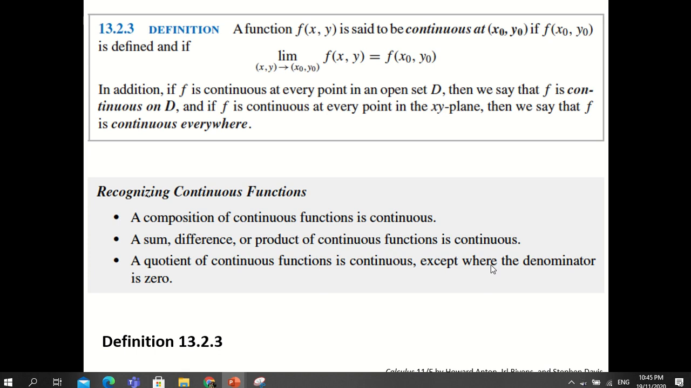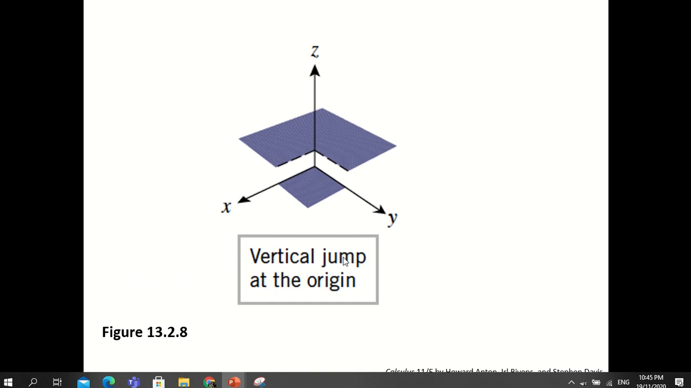So we have what we call a vertical jump at a region. For example, we have this x, y, z coordinate system. Now if you look at this, this is the plane, and there's a vertical jump across this plane.